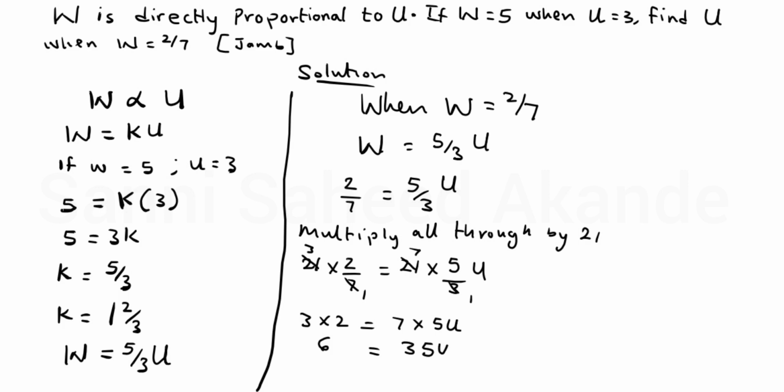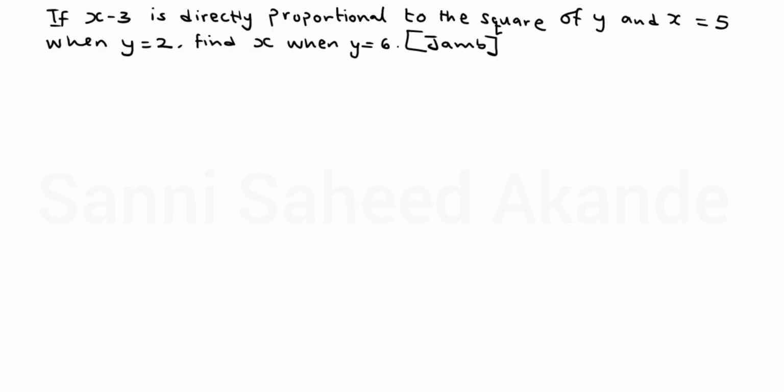All right, so now dividing both sides by 35. 35 cancels 35. We are now left with u is equal to 6 over 35. So that is the value of u when w is equal to 2 over 7. Is that understood? All right, so another question says, if x minus 3 is directly proportional to the square of y and x is equal to 5 when y is equal to 2, find x when y is equal to 6. Solution.